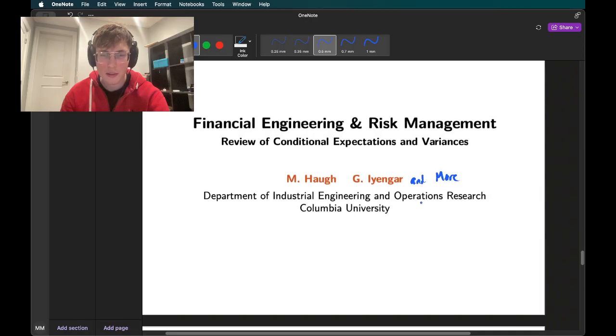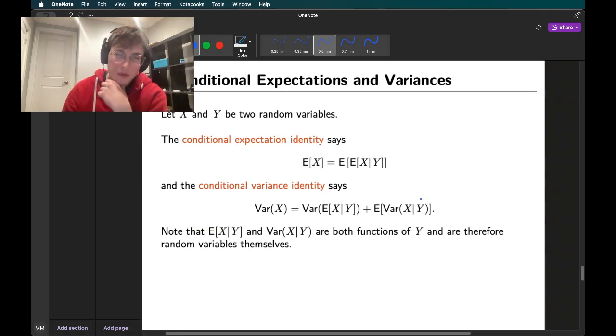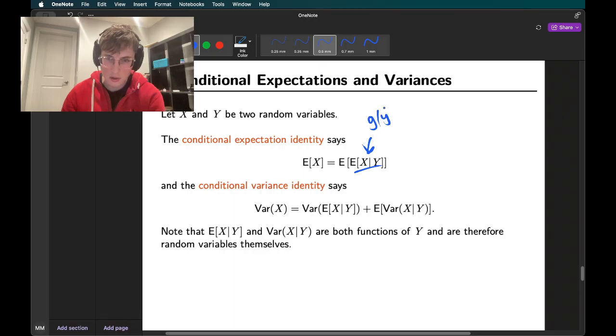Today we're going to talk about conditional expectation and variances. Let X and Y be two random variables. The conditional expectation identity says the expectation of X is just a nested expectation: the expectation of the expectation of X given Y. So what is this thing? This thing is a function of Y, so let's just say g(Y). Basically it's the expectation of X given that Y is a particular y.